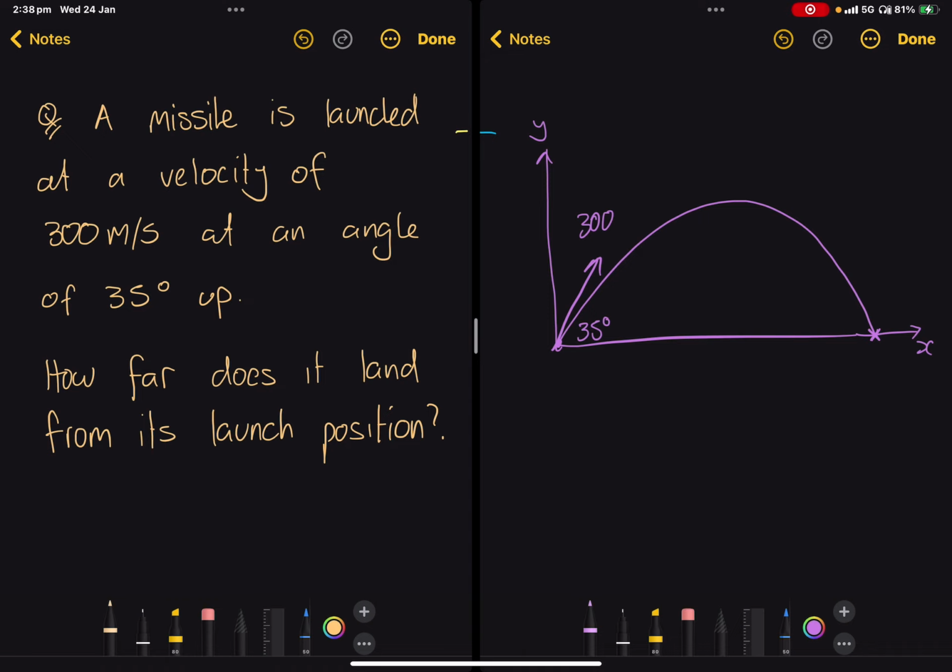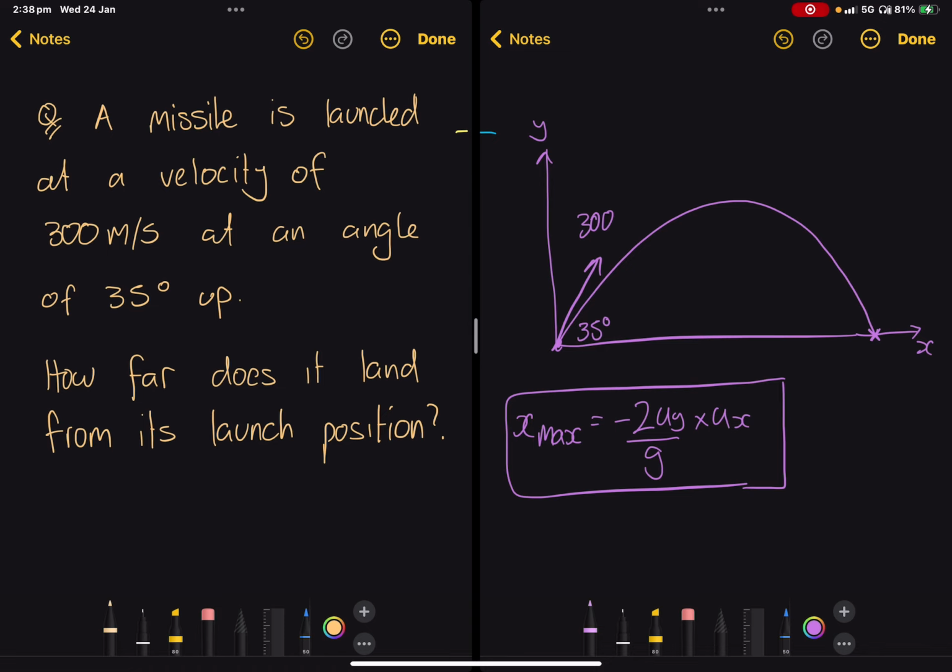Okay, so we're going to use a short formula for this. The x maximum in any parabolic trajectory is equal to minus 2 times uy divided by g times ux. So this formula can be derived just by using fundamental kinematics to set up the x max as a function of the other variables. Note here that u of y is the initial velocity in y and u of x is the initial velocity in x.